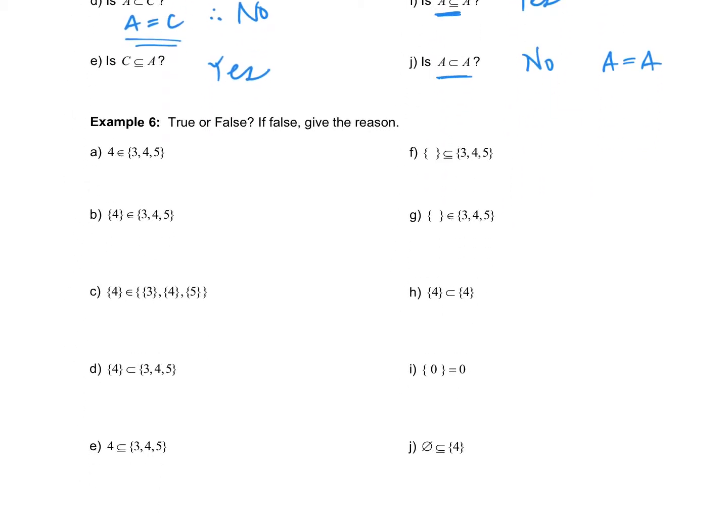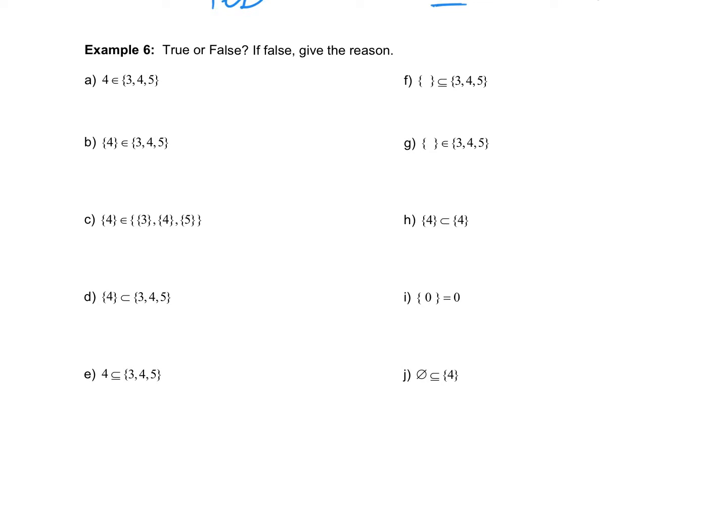Example 6, true or false. If false, give the reason. Okay, now I'm bringing back the symbol. This ∈, remember, this is red, is an element of. Unlike this, which means is a subset. Okay, so let's read it correctly. 4 is an element of the set {3, 4, 5}? Yes, I see it. There it is, in there. It's an element in this set.